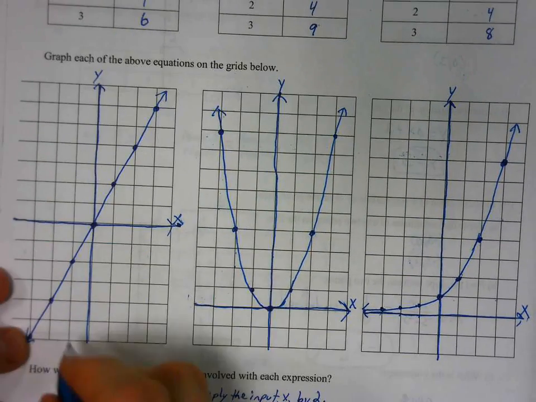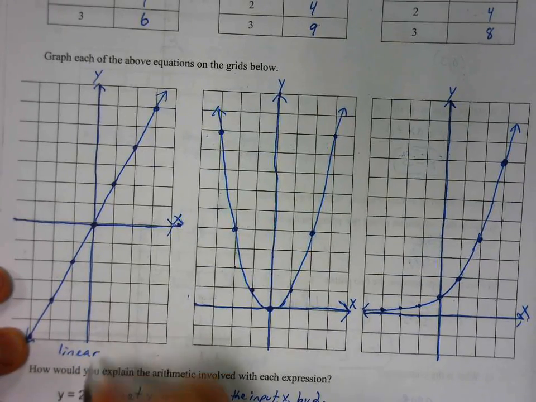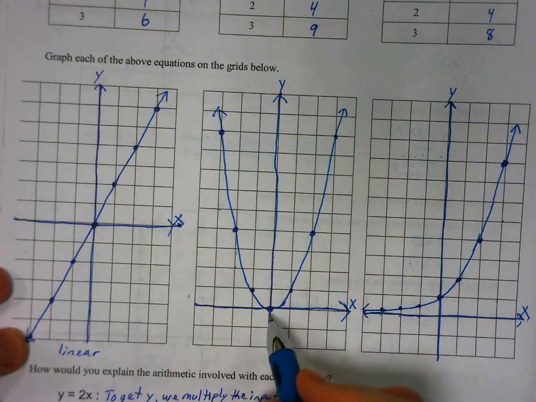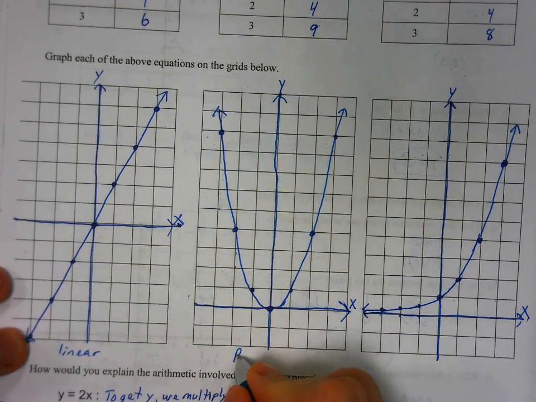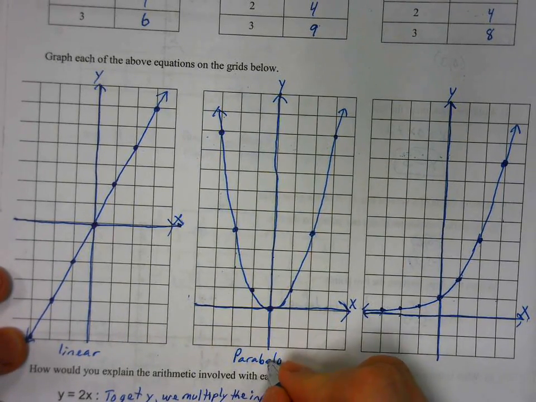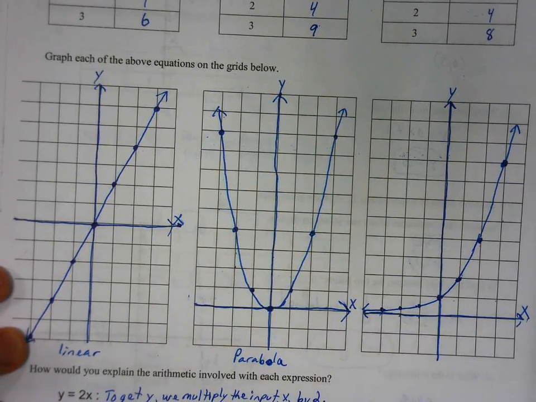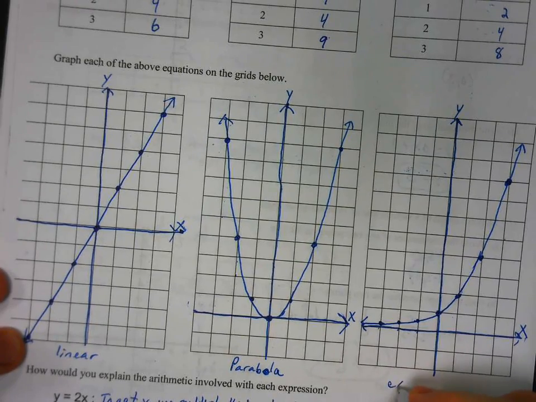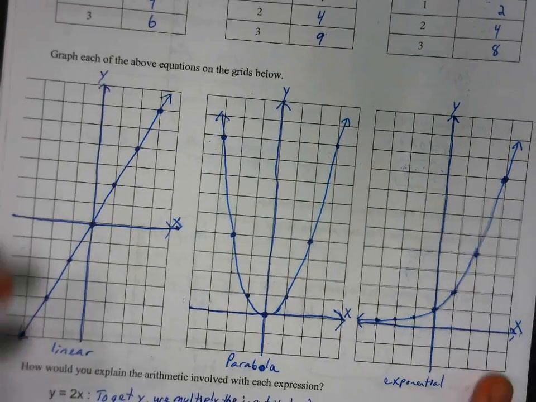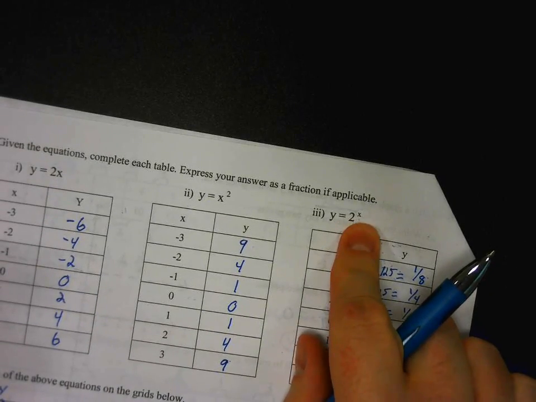Okay, the first one we can say is linear. Okay, that's definitely linear. It's a line. Okay, for the U shape, this is not something I expect you to know right now, but that's a parabola. Oops, of course, I spelled it wrong. Parabola. And then the third one is actually called an exponential. Okay, that's an exponential graph. Okay, exponential because x is the exponent.